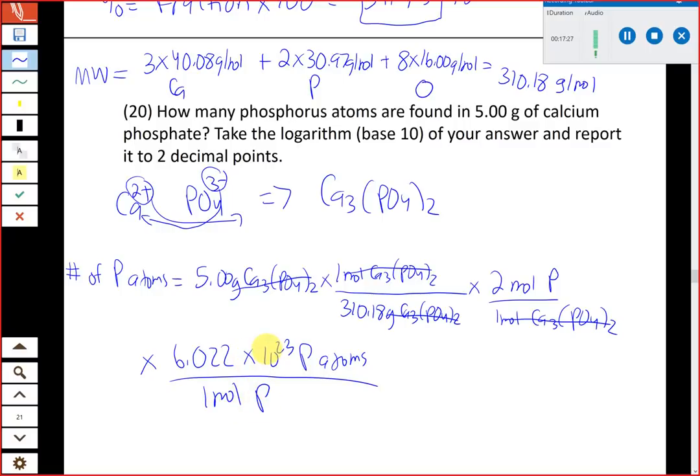That's the number of phosphorus atoms in 1 mole of phosphorus. And so what that comes out to is 1.94 times 10 to the 22nd phosphorus atoms.